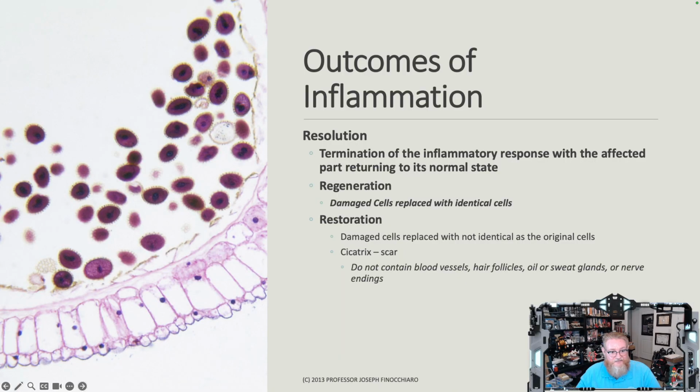And the technical name for a scar is a cicatrix. So the restored tissue does not contain blood vessels, hair follicles, oil or sweat glands, or nerve endings. So something forms, but not what was there prior.